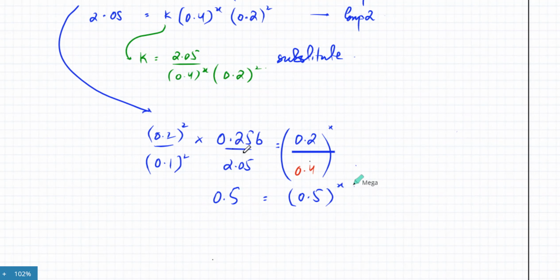Now, if you want to figure out what x is, it's fairly obvious. X would be equal to 1. Like that's the only way. 0.5 to the power x is equal to 0.5. The only way that's possible is if x is 1, if 0.5 has a power of 1. So x comes out to be equal to 1. So is this clear? Is the working clear?